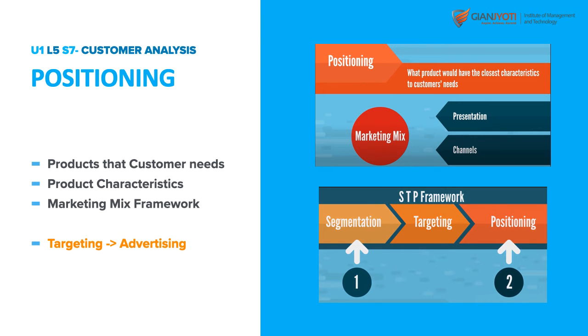So in the STP framework, segmentation and positioning are the two stages which we use for customer choice. Targeting is more towards the promotion part, that is the advertising, I would say.